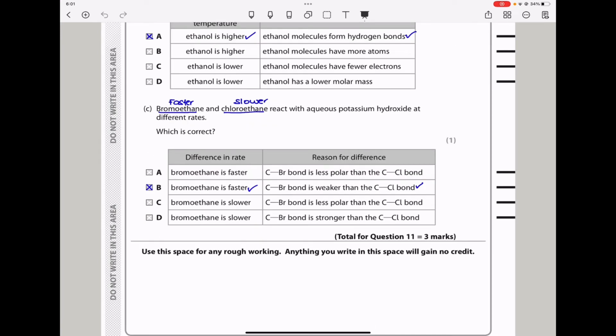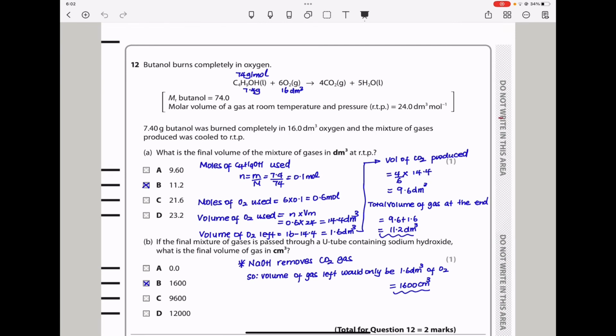Question 11c. Bromoethane and chloroethane react with aqueous potassium hydroxide at different rates. Which is correct? If you look at bromoethane and chloroethane, the carbon bromide bond is going to be weaker than the carbon chloride bond, so I expect the bromide to break off faster. So here they say difference in rates. Of course, bromoethane is going to be faster, and the reason for that is because the carbon bromide bond is weaker than the carbon chloride bond. So let's continue on. Question 12.